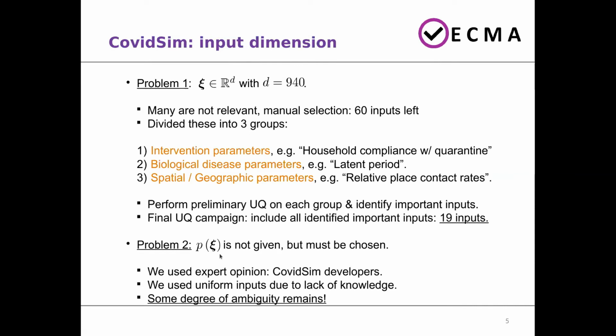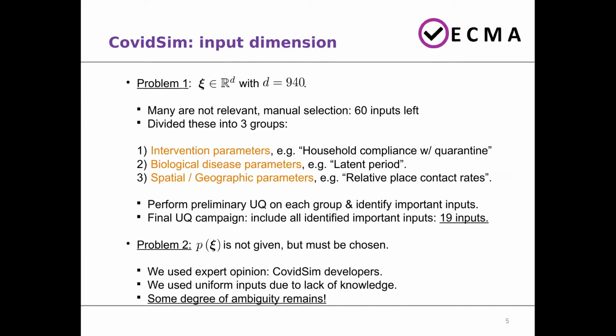And the second one is something you always face: selecting a prior, let's say. We have to select some reasonable prior, and because we are by no means experts in epidemiology, we use expert opinion. In this case, the developers from CovidSim actually helped us by selecting proper ranges for these parameters. So that's the range, but you still need to specify the form, right? And we used uniform input distributions.